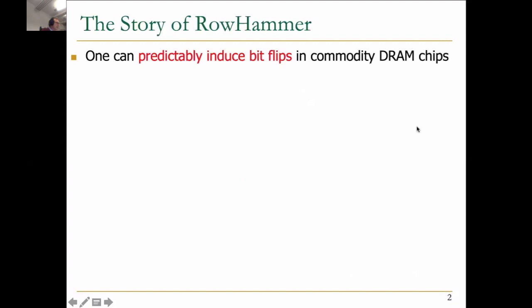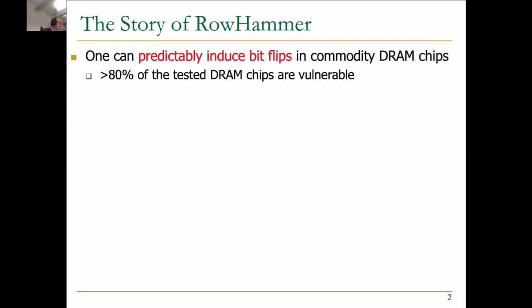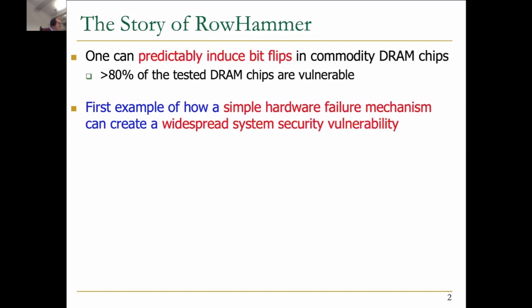So basically, RowHammer is the phenomenon that you can predictably induce bit flips in commodity DRAM chips. And more than 80% of the tested DRAM chips at the time we did the first studies on it, around 2012, 2013, are vulnerable. I'm going to give you the update from 2020 also. As far as I know, this is the first example of how a simple hardware failure mechanism can create a widespread system security vulnerability. Essentially, these are bit flips.